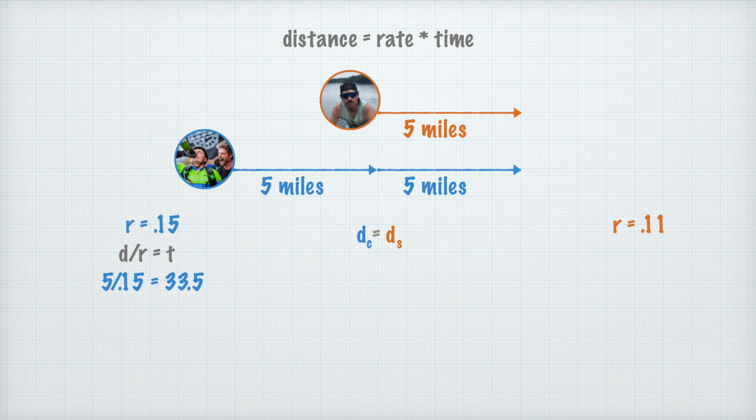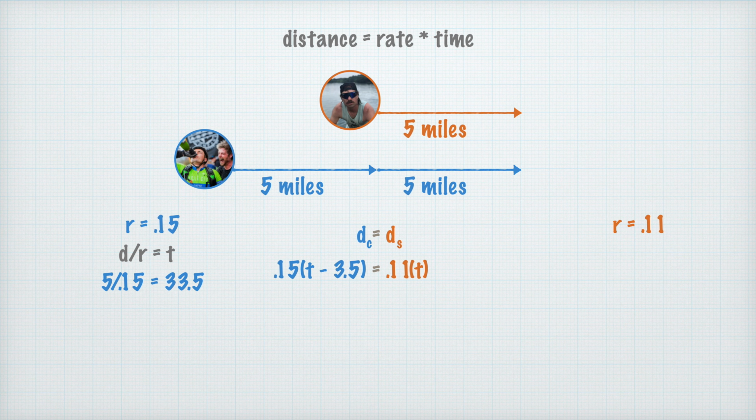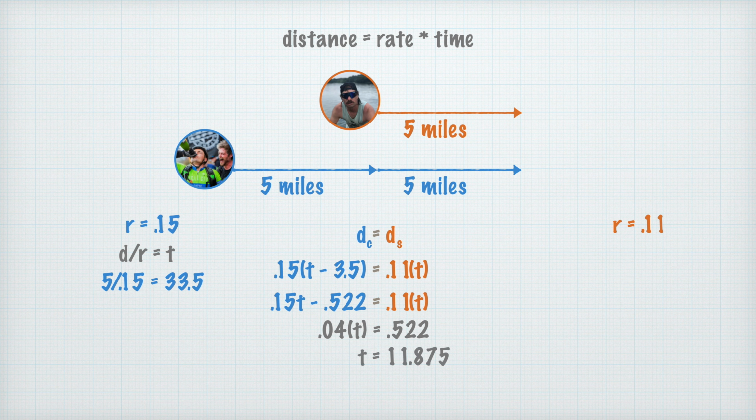So now we just plug in the rates and start to solve across. On Cody's side of the equation, his rate is 0.15, and his time is t minus 3.5 minutes, because he's going to start 3.5 minutes after Shane starts. And then we plug in Shane's rate. Then you just start to solve across this, multiply the rate in there, subtract from each side, and then divide out. We know that the time is going to be essentially 12 minutes, 11.875. Once we know that, now we go in and solve for Shane's distance to see how far in the race that will be.